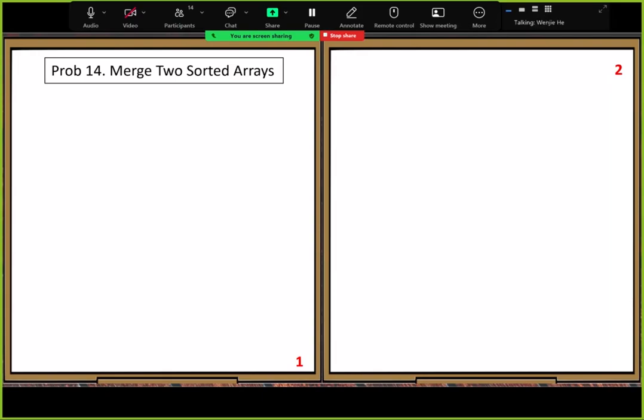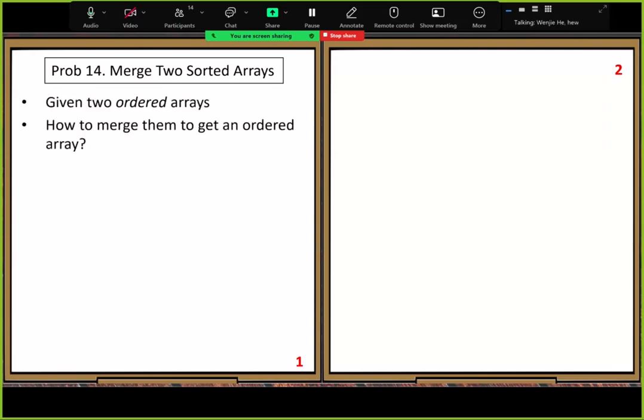So it's a very basic question. We want to find the fastest solution to this problem. Given two ordered arrays, how do we merge them to get an ordered array? Simple question.